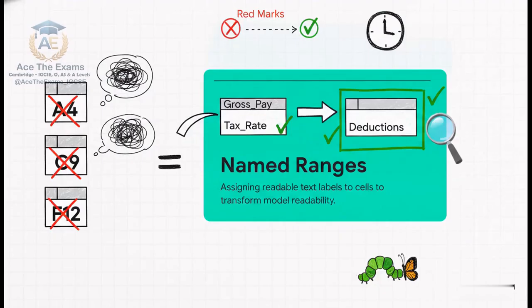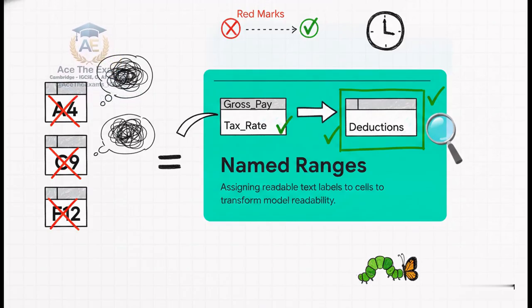Finally, we have named cells and ranges. These ensure that your presentation follows strict conventions, allowing you to draw clear, evidence-based conclusions. We are moving into the transformation phase of our strategy right now. I want you to imagine looking at a formula that says =A4*$C$9-F12. It's just a mess of alphanumeric code, right? It takes genuine effort to decode.